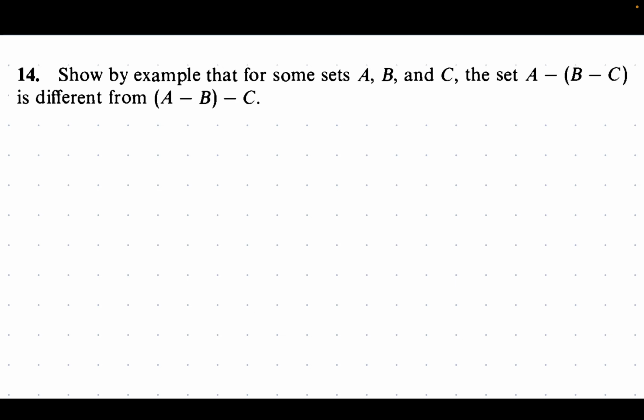Chapter 2, Exercise 14. Show by example that for some sets A, B, and C, the set A minus the set B minus C is different from the set A minus B minus C.